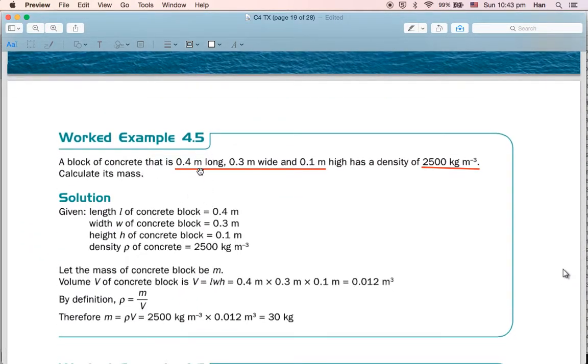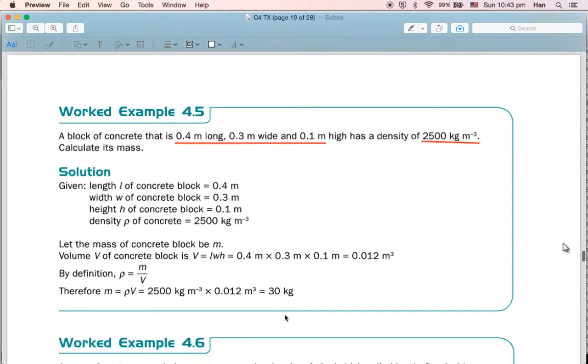They give you a block of concrete with these dimensions, having this density. Can we find its mass? Using the formula, we just use the triangle method again. Mass is simply density times volume. So given the density and the volume, just multiply them, and that will be the mass.